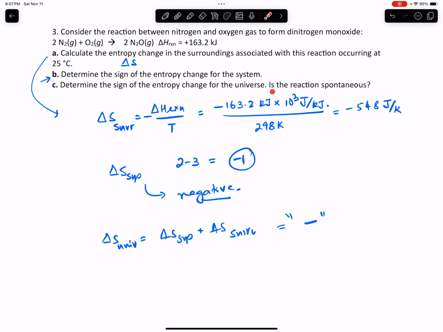The next part of the question is, is the reaction spontaneous? Well, for a reaction to be spontaneous, the delta S of the universe has to be positive. In this case, it's negative, therefore this reaction is non-spontaneous.